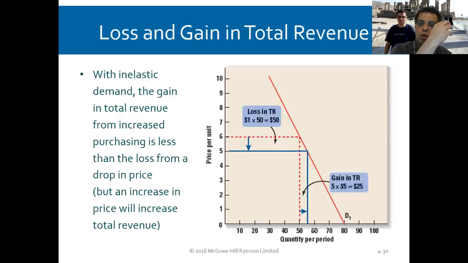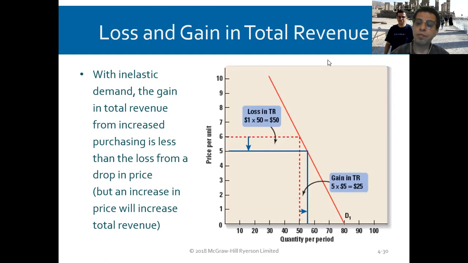So why do we need to know that? Because that will help us calculate how we do the pricing and also the loss and gain in the total revenues. Total revenue is made of quantity sold multiplied by the price. And with inelastic demand, the gain of total revenue from increased purchasing is less than the loss from dropping the price, but an increase in the price will increase the revenues.